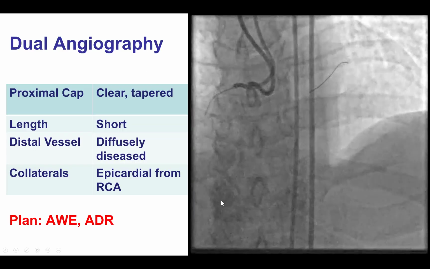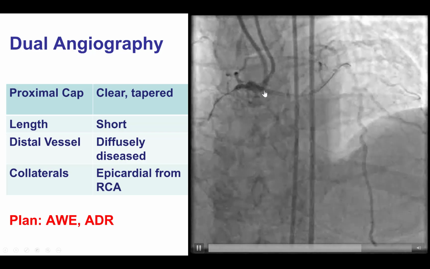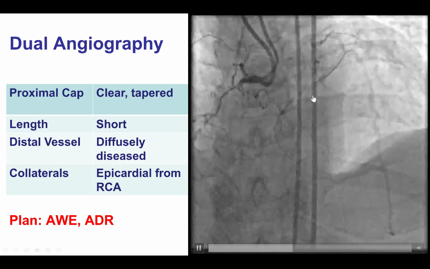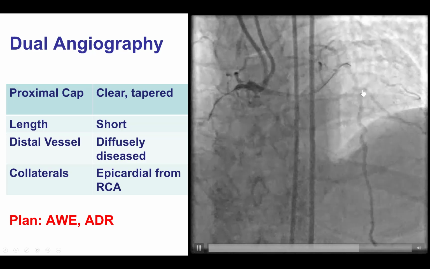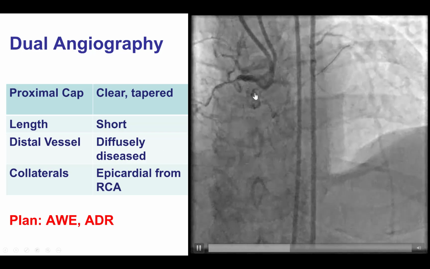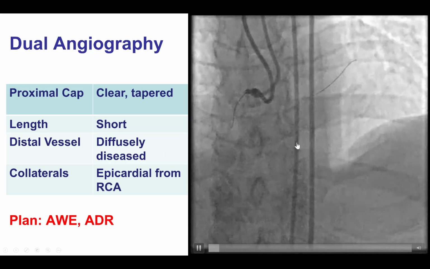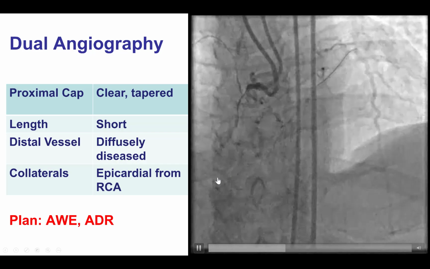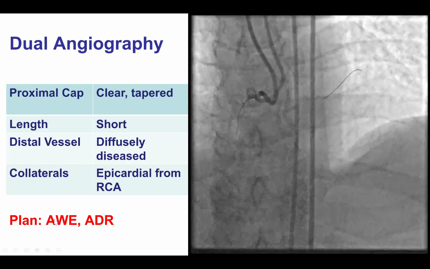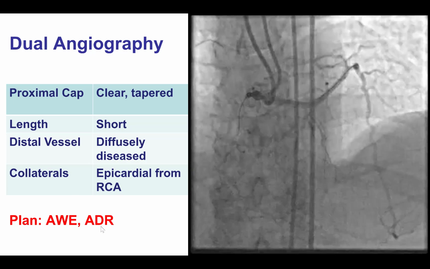This is a dual injection, demonstrating an anomalous left main originating from the right coronary cusp. Then the left main gives rise to the LAD as well as the circumflex. The right coronary artery is also diffusely diseased and provides some epicardial collaterals to the circumflex, which did not appear to be appropriate for retrograde crossing. Therefore, the plan here was to start with antegrade wire escalation and, if needed, proceed with antegrade dissection and reentry.